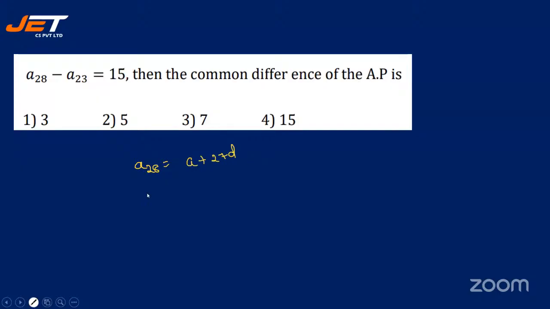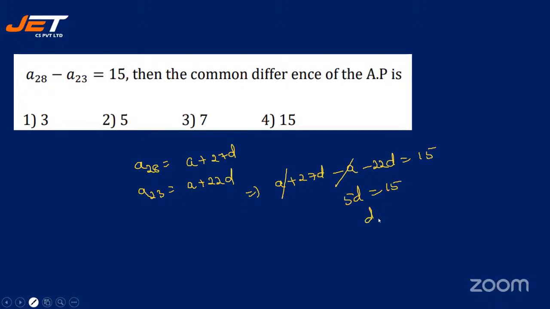Okay. What is A23? A plus n minus 1 into D. So your sum says A28 minus A23 is equal to 15. So you have minus A plus A. So 27 minus 22 is 5D is equal to 15. So D is equal to 3. So option 1 must be the correct one. Okay, let's see.